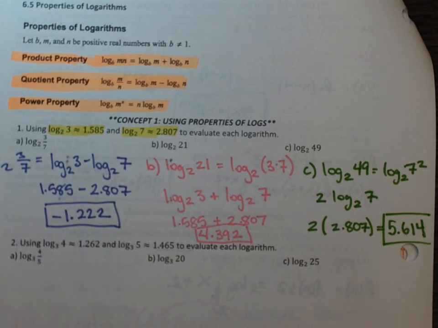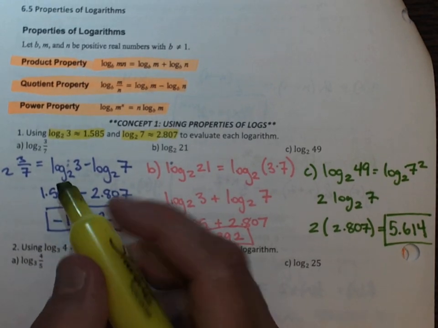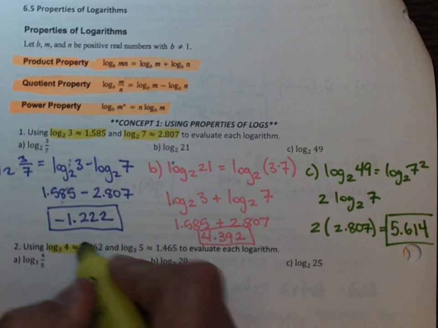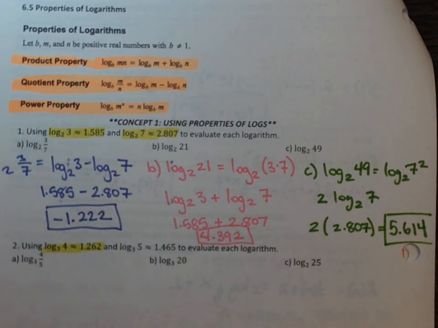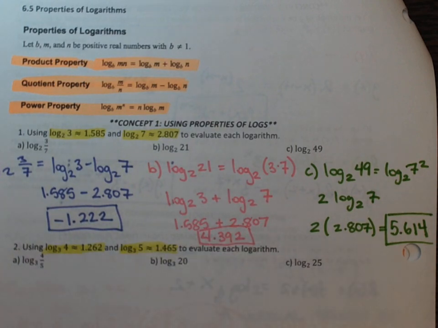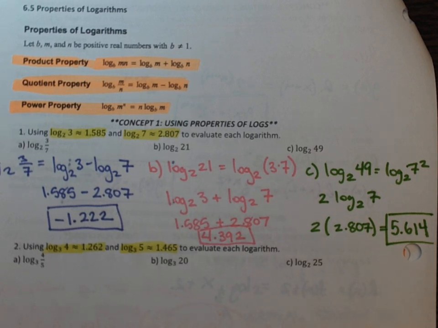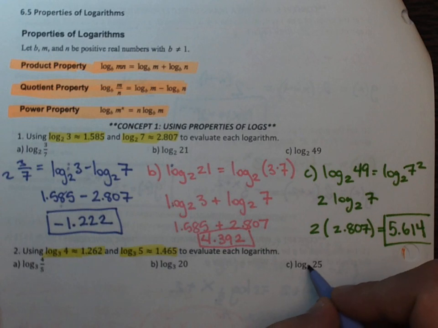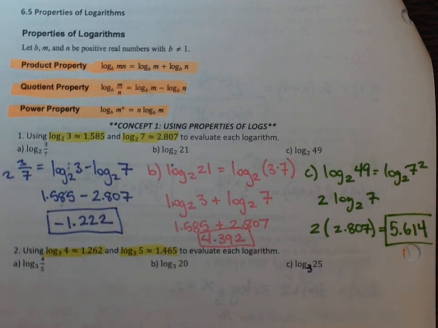Alright, so you are going to need this right here for number 2. Log base 3 of 4 is approximately 1.262, and log base 3 of 5 is approximately 1.465. Also, there's a small error here. This right here should be a 3 right there. Alright, pause it, go ahead and give those a try, and I'm going to show you the answers here in just a minute.